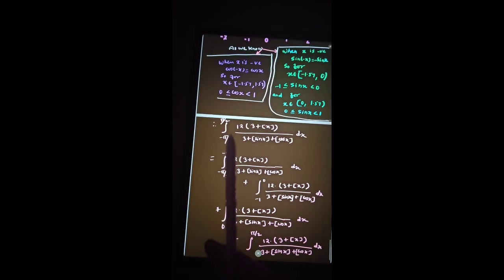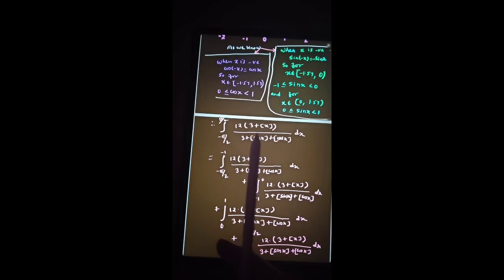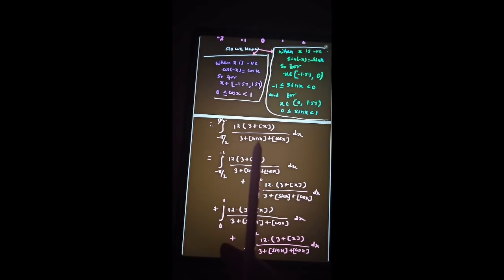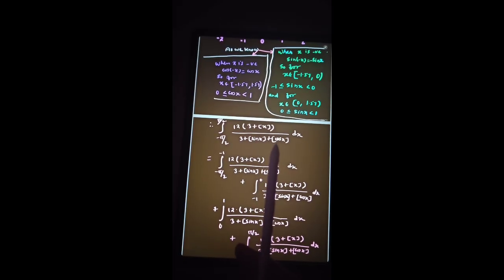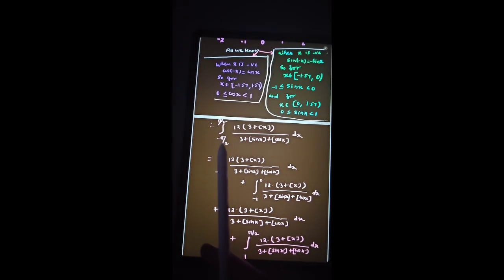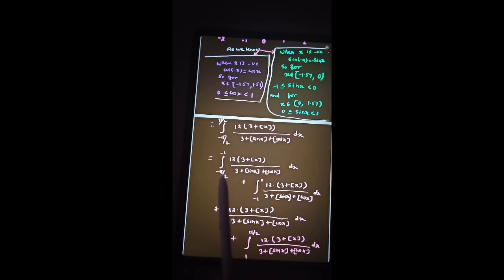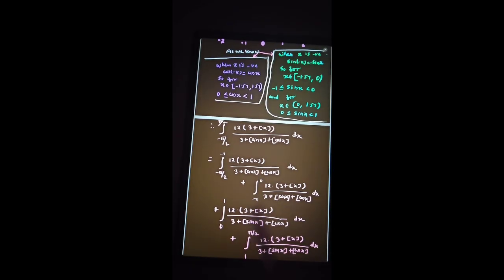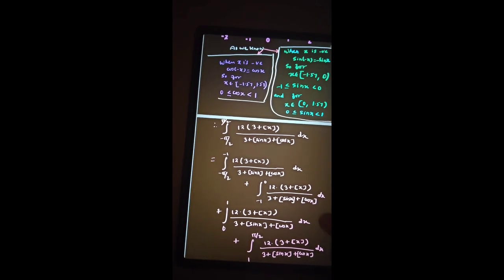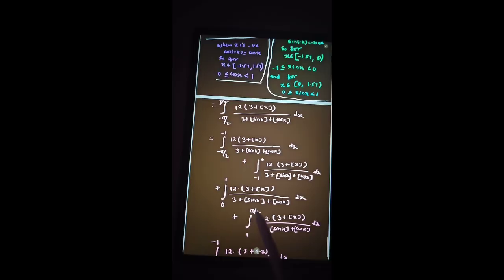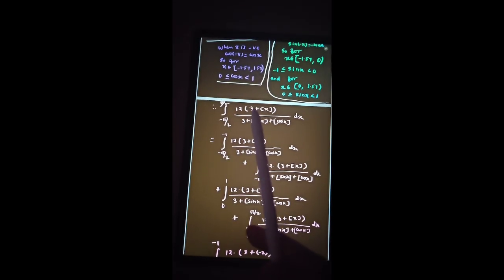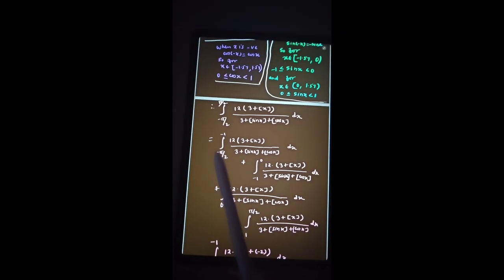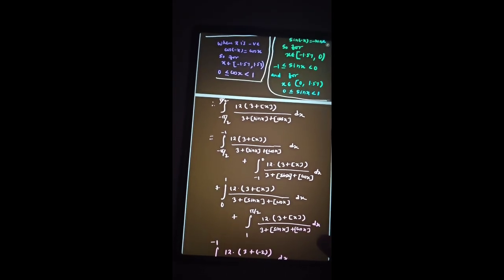So our function under the integral is 12 divided by 3 plus the greatest integer function of x, plus the greatest integer function of sin x, plus the greatest integer function of cos x. The range is from minus pi by 2 to pi by 2. So the sub-intervals are minus pi by 2 to minus 1, minus 1 to 0, 0 to 1, and 1 to pi by 2. We will write the same expression under these integrals, only the limit has been subdivided into the sub-intervals.